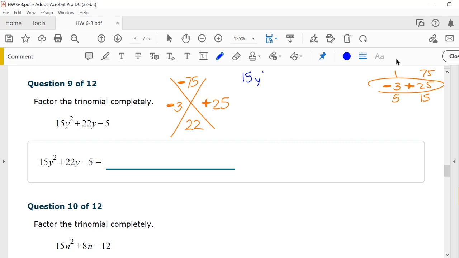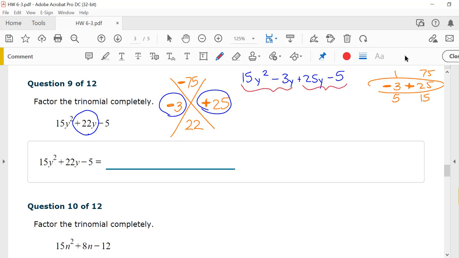Okay, let's rewrite. 15y squared. Now, instead of writing 22y, I'm going to write -3y plus 25y. And then -5. Okay, now let's group. First two, last two. I can pull out a 3y, and I have 5y minus 1. I can pull out a 5, and I have 5y minus 1. So my factors are 5y minus 1 times 3y plus 5.